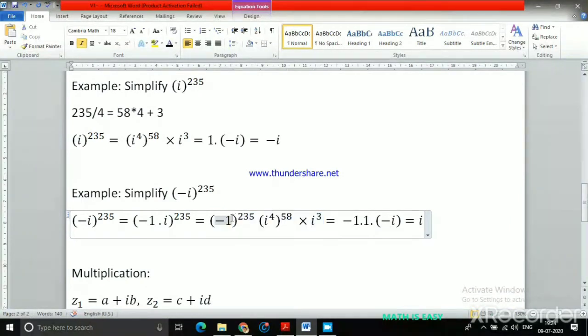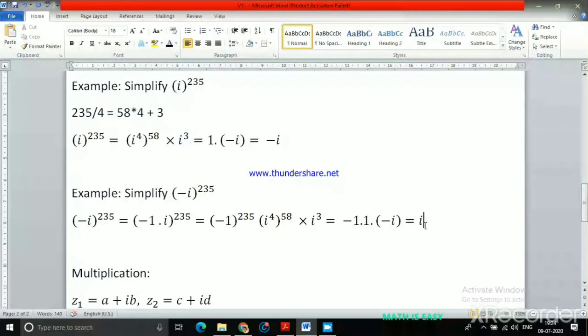So minus 1 whole to the power of 235. Because 235 is an odd number, minus 1 to the power of an odd number will always give you a negative number. So I wrote minus 1 here, and i to the power of 458 will give me a plus 1. So I wrote plus 1 here into i cube value, which is minus i. So we have minus 1 into i into minus i, and the final answer is plus i.